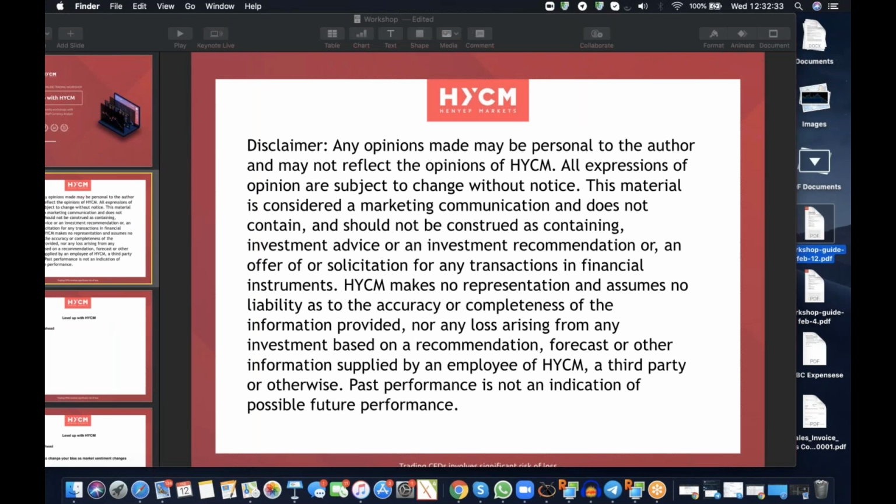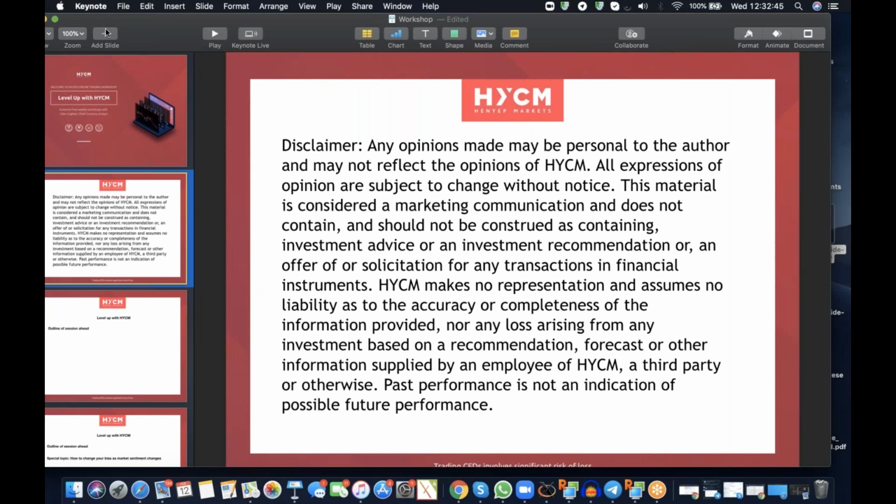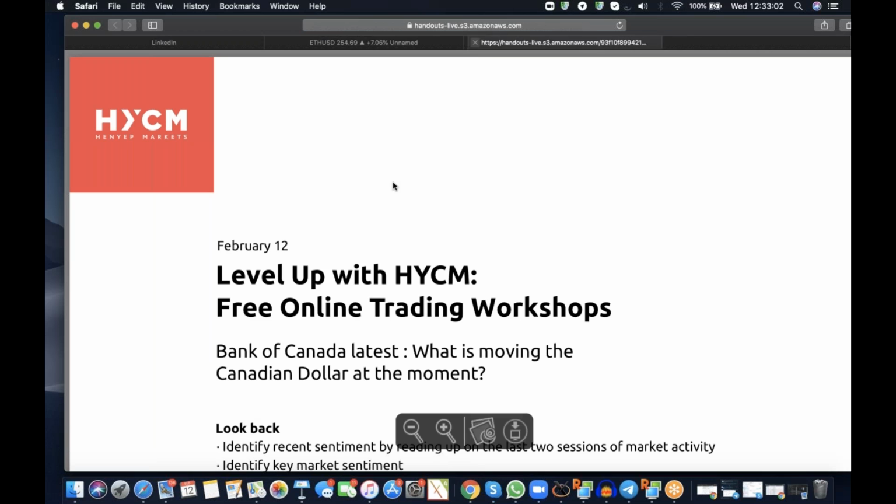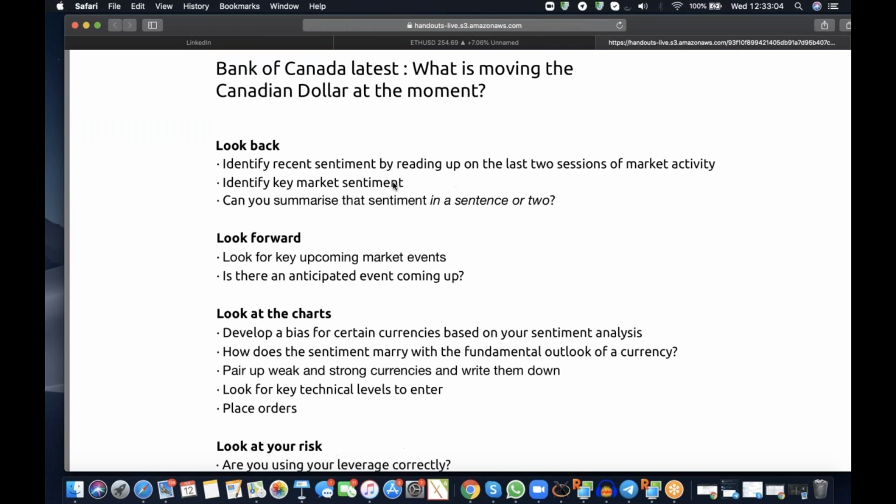Right, I'm just going to put this workshop guide in. The next thing we're going to do is the workshop guide. If you look into your GoTo Webinar control panel, you'll see a workshop guide entitled February the 12th. It's in the grey box. There's a little grey arrow next to handouts, and it says 1 of 5, and it should say workshop guide February the 12th. Just open that up, and this sheet comes up.